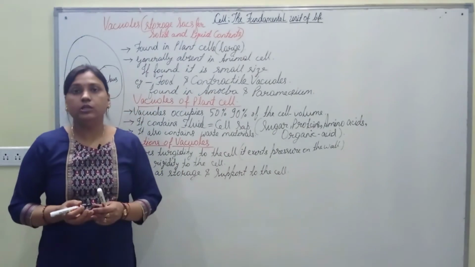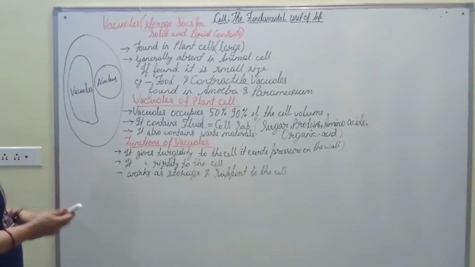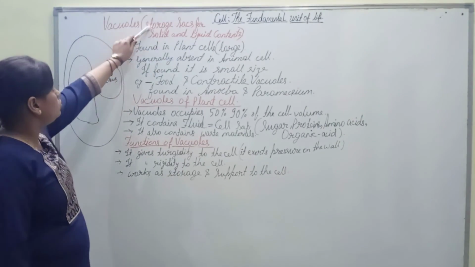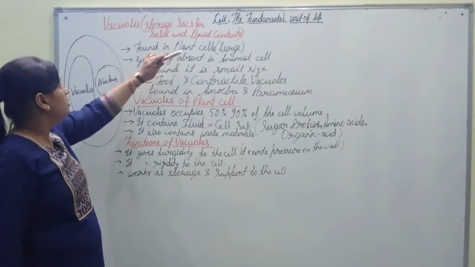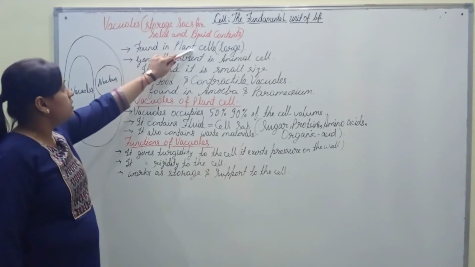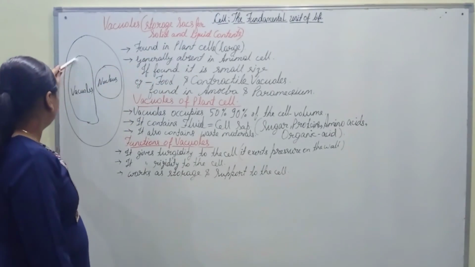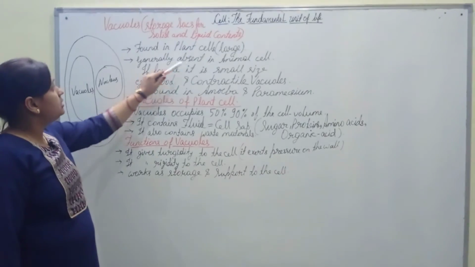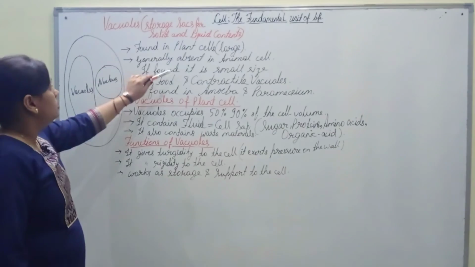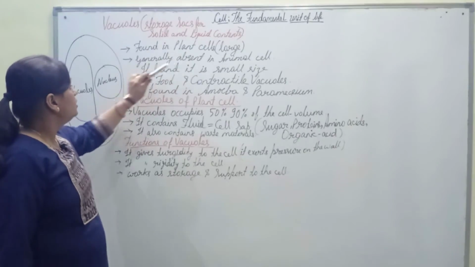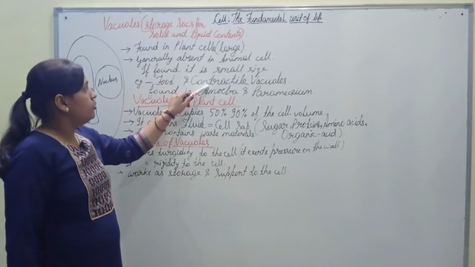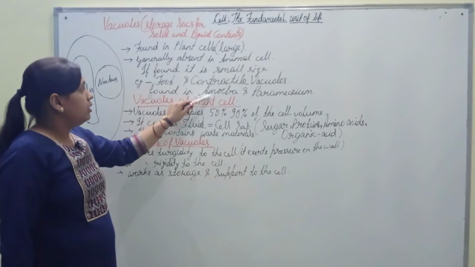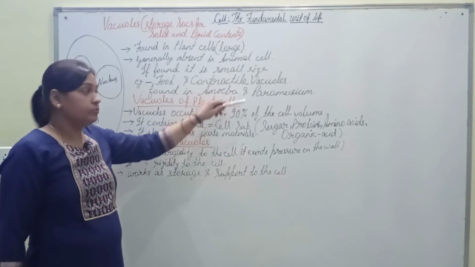So let us have a quick recap of what we have learned today. We have seen vacuoles are also known as storage sacs for solid and liquid contents. They are found in plant cells. Large vacuoles are found in plant cells. They are generally absent in animal cells, while if found, they are of small size. Food vacuoles and contractile vacuoles are found in amoeba and paramecium.